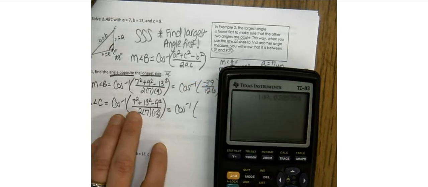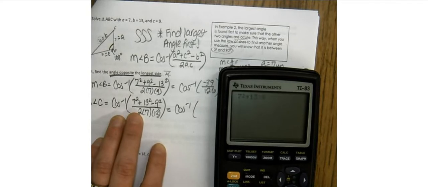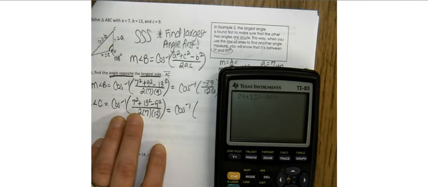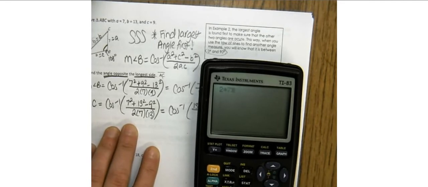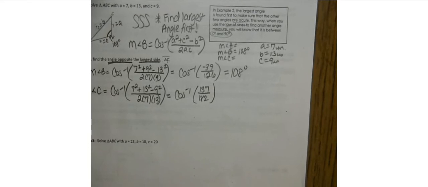So I'm going to put in 7 squared plus 13 squared minus 9 squared. And when I put that into my calculator, I end up with 137. So that's going to be 137 divided by, when I put 2 times 7 times 13 in my calculator, I end up with 182. And when I take the cosine inverse of 137 divided by 182 and round it to the nearest whole number, I end up with 41 degrees. Cool. So I know that the measure of angle C is 41 degrees.